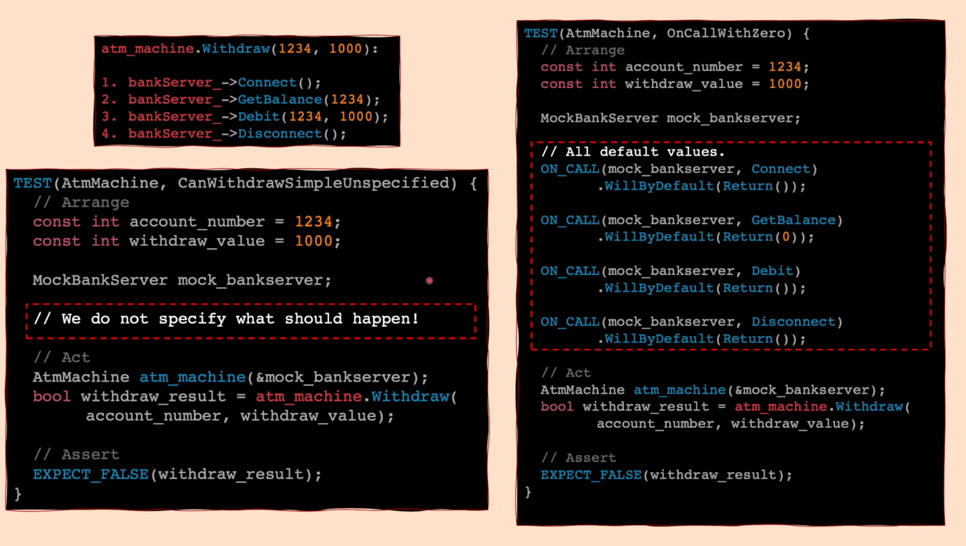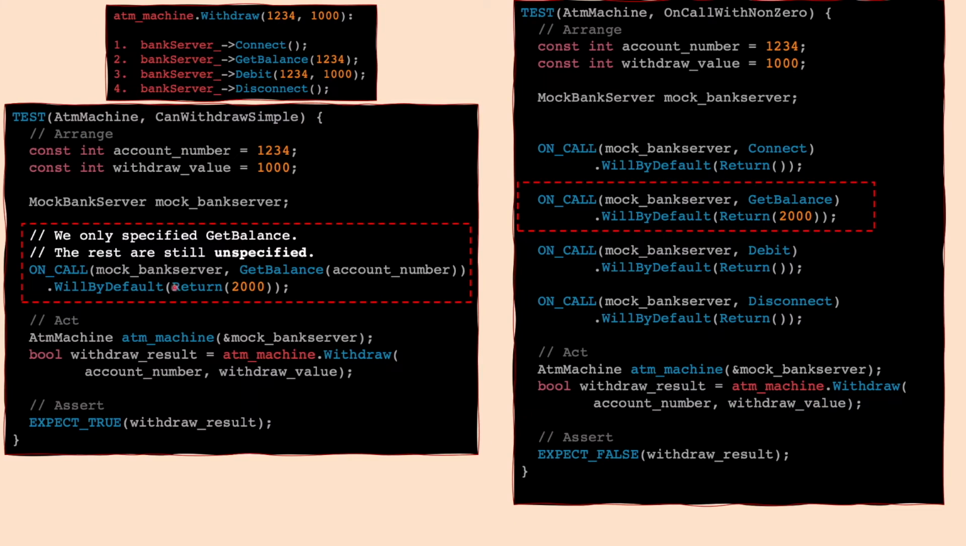Now let's look at the two cases of not specifying anything and using onCall macro side by side. By not specifying anything, as I mentioned, you're actually saying that the default values are okay, which is equivalent to using the onCall macro and specifying the return values. So here I'm saying for connect, just return. For getBalance, return 0, which is equivalent to what the default value would do. And for debit, just return. For disconnect, just return. So these two tests are equivalent and the result would be the same.